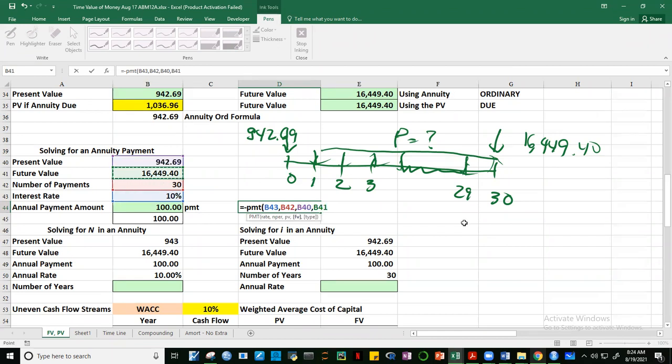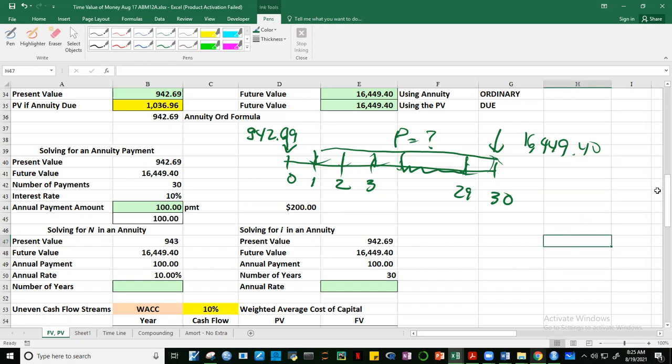Okay? And assuming na ordinary annuity, so we just ignore that. Pwede rin ganyang problem kung talagang may 942 ka ngayon at saka 16,449 ka in the future. If those are separate and distinct cash flows, then you can also solve for that. So 200 na, no? Parang nadoble siya kasi equivalent ng 942, 100. Equivalent ng 16,449, 100 din. So parang nagdoble siya kaya naging 200.